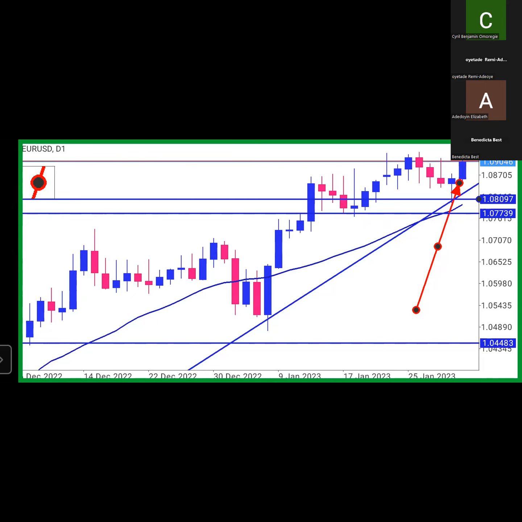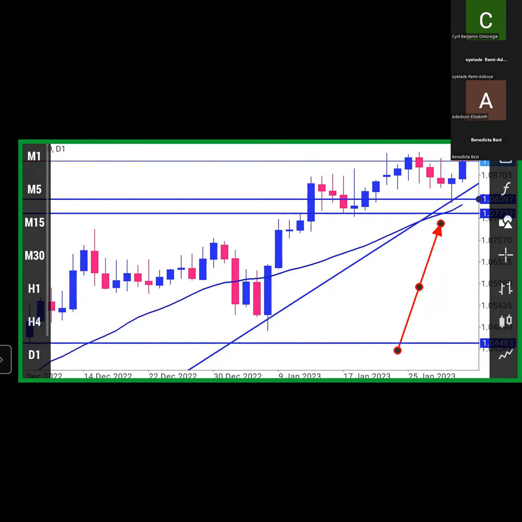So if you had bought between here and here, what happened? You would have made profit. That's if you were following daily. But personally, if you had started from H4, like I told you, you would have entered earlier, before the daily closed yesterday, and you would have made more profits. Let me change it to H4.